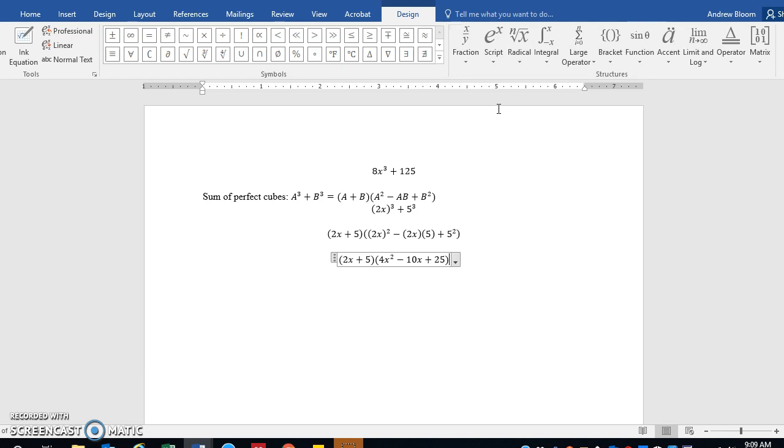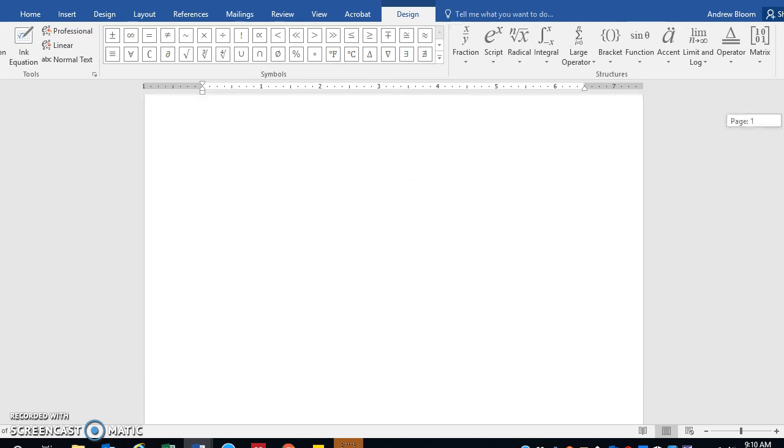You should go through the process of checking, and you're going to check it by multiplying it back out and make sure that it does truly simplify to be 8x to the third plus 125. And in this case, it will.